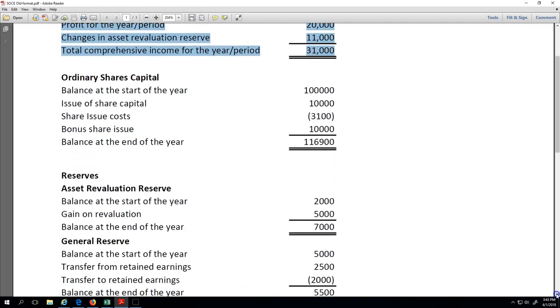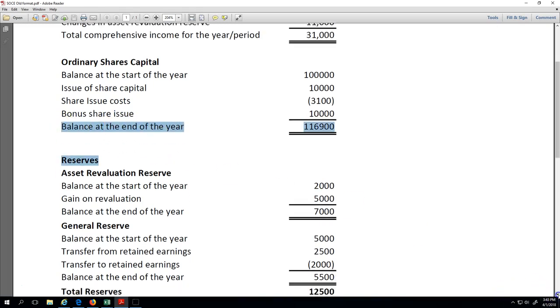Okay, the next thing we talk about will be the ordinary share capital. So the beginning balance plus the issue of share capital minus your share issue cost, add the bonus share issue to get the balance at the end of the year, followed by reserve.